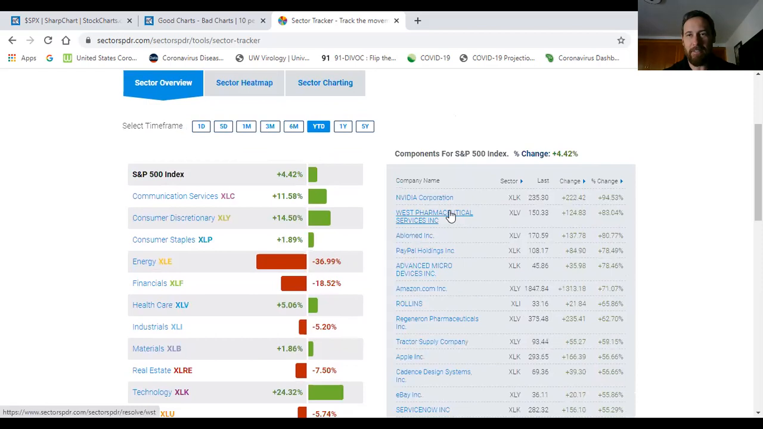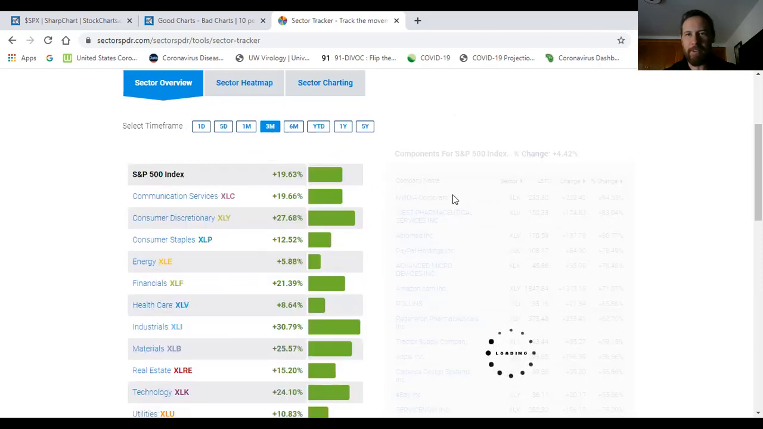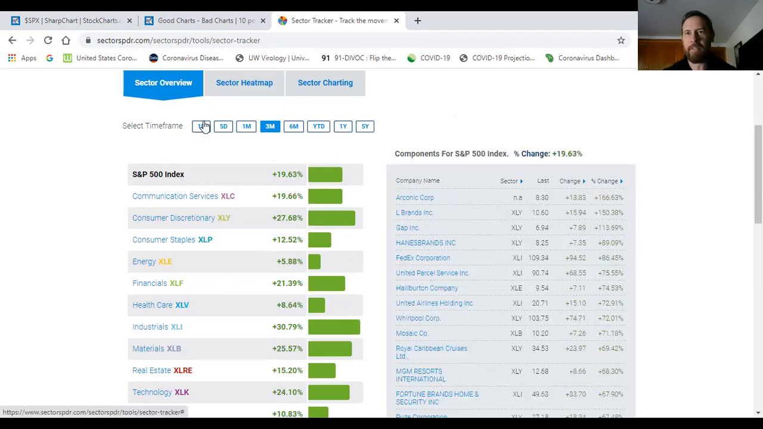I think it's a really nice, convenient website. You can even change the time frame here. You can get the last 3 months, who are the biggest winners over the last 3 months, 1 month, 1 day even, just to see the shape of the market on a given day.